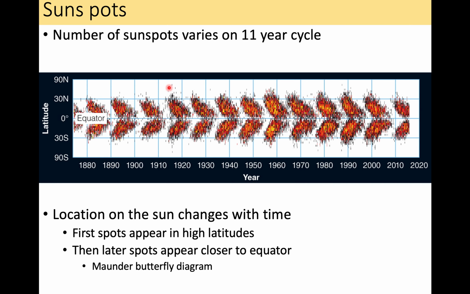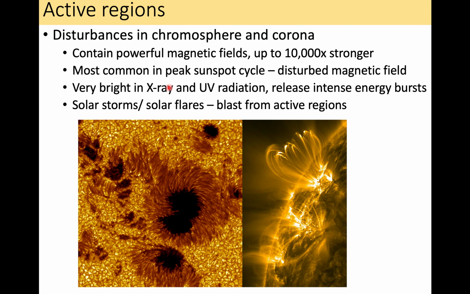So the first sunspots appear at the higher latitudes, and as time goes on, they appear closer and closer to the equator, then it starts over as a cycle. And again, it's about an 11-year cycle. So in addition to sunspots, we have what we call active regions on the surface of the sun.